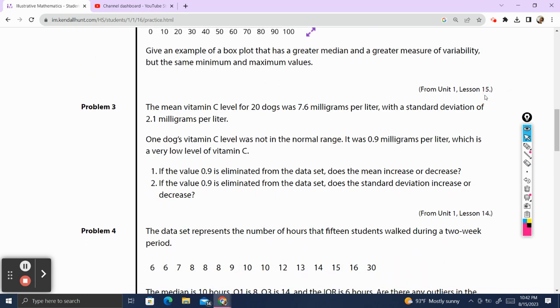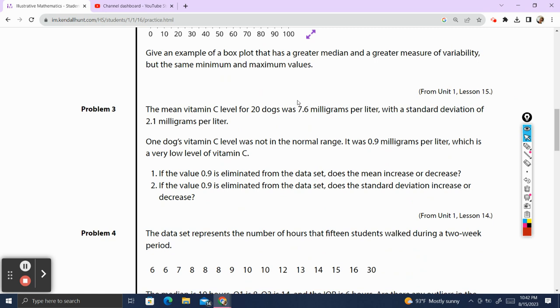Problem 3. The mean vitamin C levels for 20 dogs was 7.6 milligrams per liter, with a standard deviation of 2.1 milligrams per liter. One dog's vitamin C level was not in the normal range. It was 0.09 milligrams per liter, which is a very low vitamin C level. So we have this mean value, this standard deviation, and we have this amount that happened to one of the dogs, which is not normal.